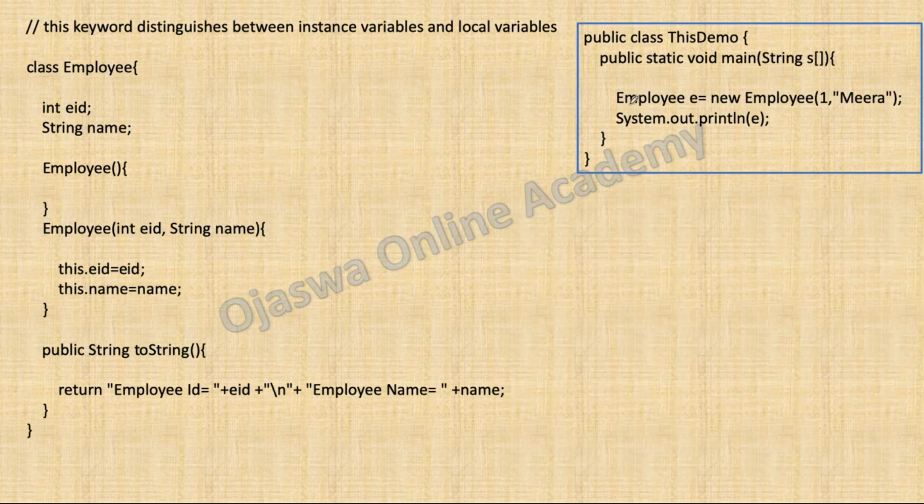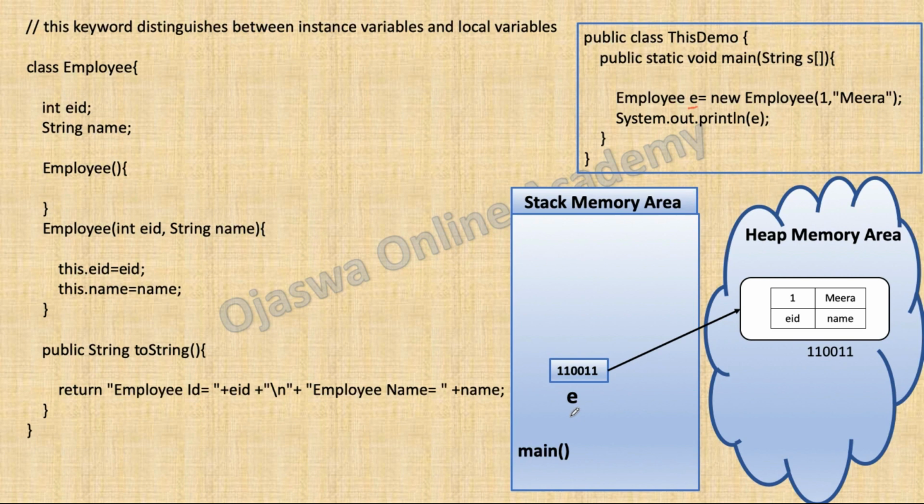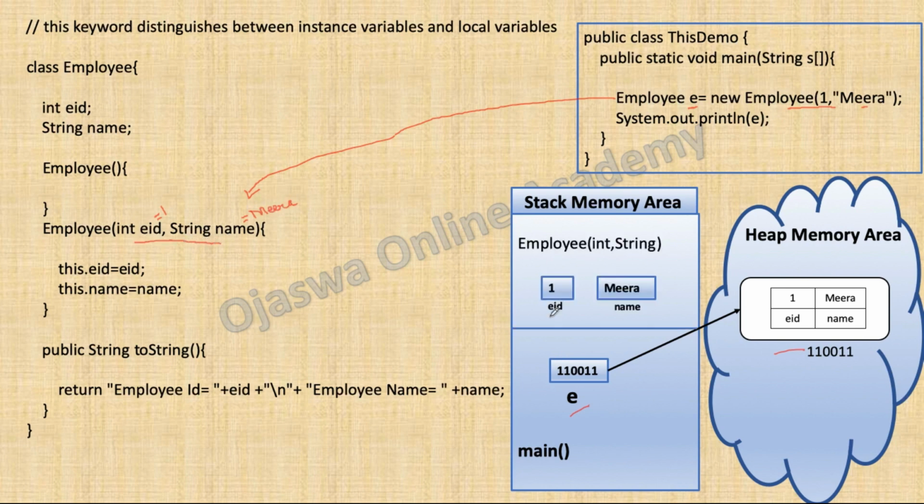So now when you create an object, memory allocation happens. Your reference variable is created on the stack, an object is created on the heap. As soon as the object is created, a call to the parameterized constructor is given, and these values 1 and Mira are sent to the parameterized constructor. Over here, values are stored inside local variables, EID equal to 1 and name equal to Mira. Memory allocation for local variables happens inside the stack. So these are the local variables EID and name belonging to the constructor having parameters int, string.